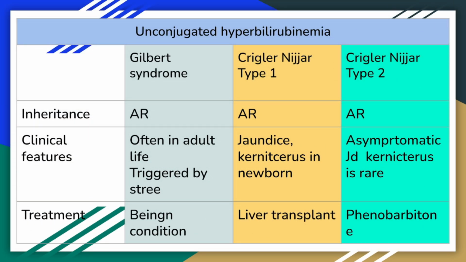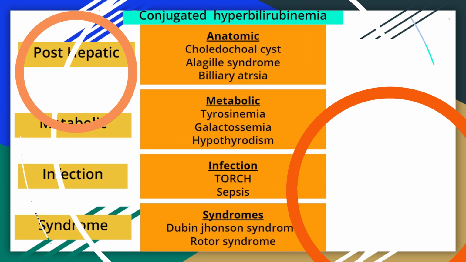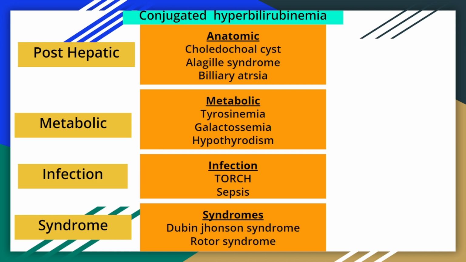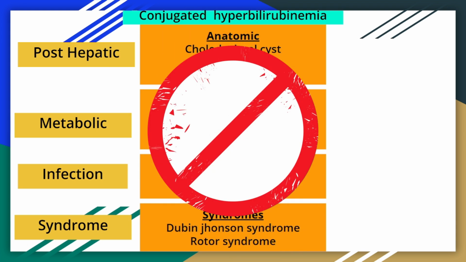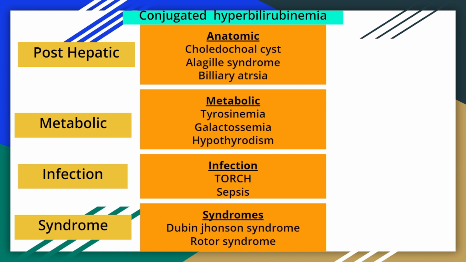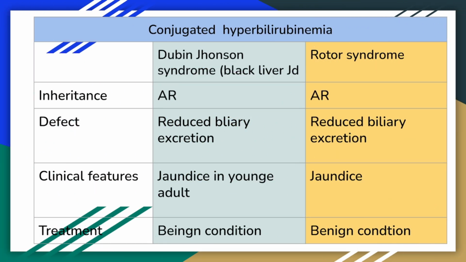Syndromes associated with unconjugated hyperbilirubinemia are Gilbert, Crigler-Najjar type 1, and Crigler-Najjar type 2. Direct hyperbilirubinemia, which in a newborn is defined as a direct bilirubin greater than 20% of total or greater than 1 mg per deciliter, is never normal and should prompt urgent consideration of other etiologies. The etiologies include anatomic, which is post-hepatic obstruction, metabolic, infective, and syndromic. Syndromes associated with conjugated hyperbilirubinemia are Dubin-Johnson, also known as black liver jaundice because of black pigment deposition in the liver, and Rotor syndrome.